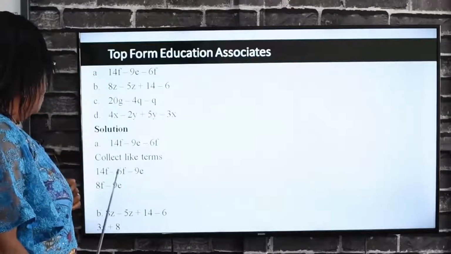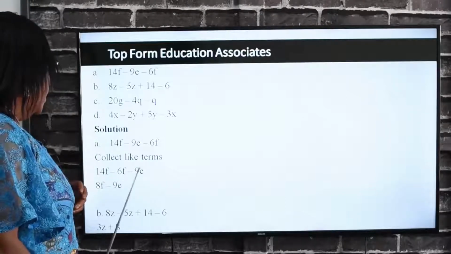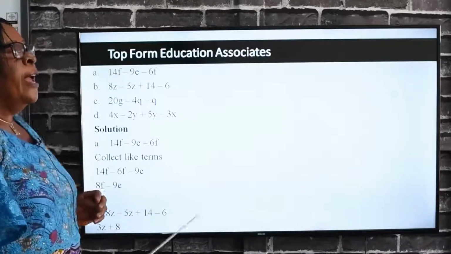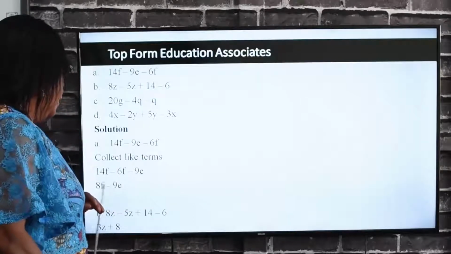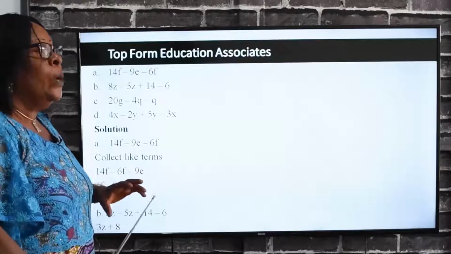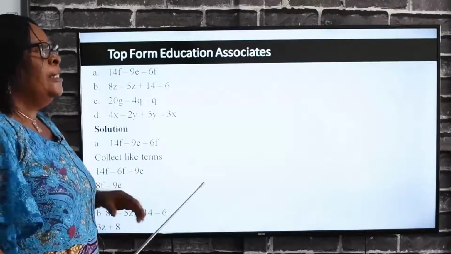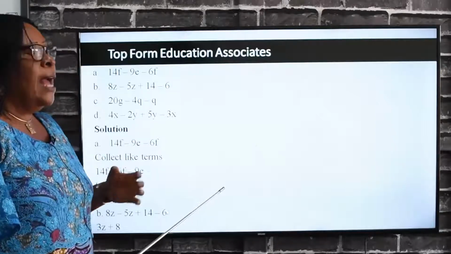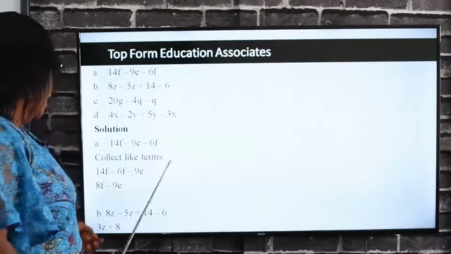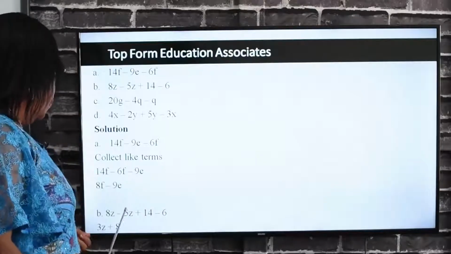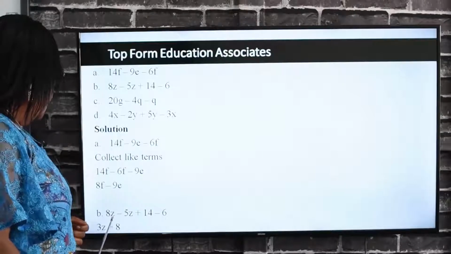So 14f minus 6f gives us 8f minus 9e. f and e are not like terms, so we cannot bring these together. We can't collect them. They are unlike terms, and the value of f and the value of e are different, so we cannot bring them together. That's therefore the answer.